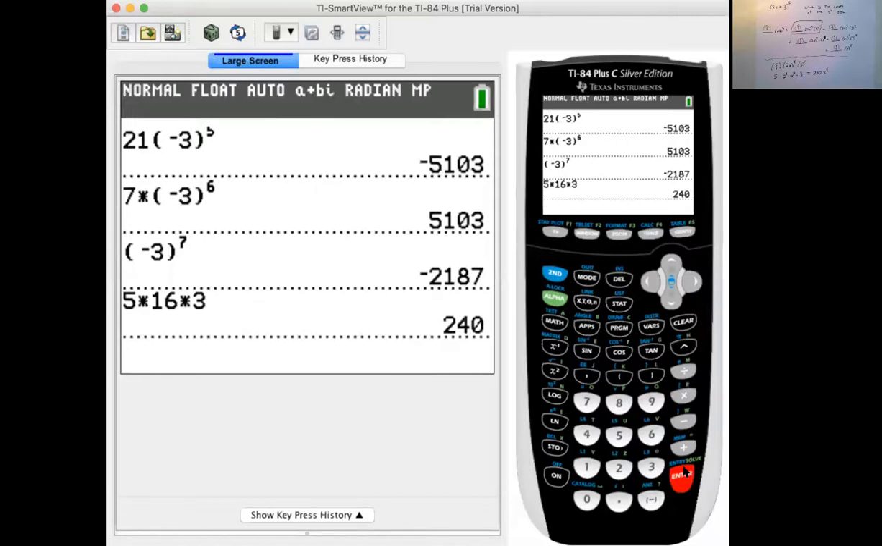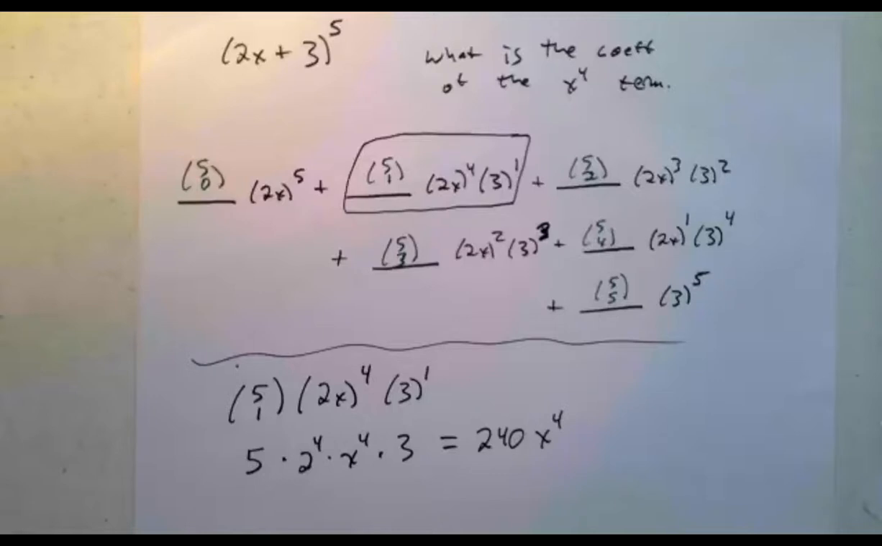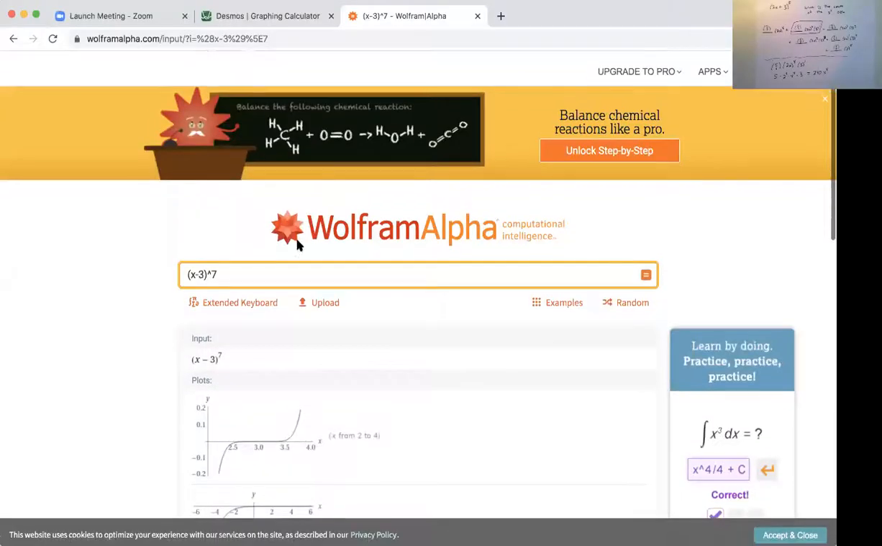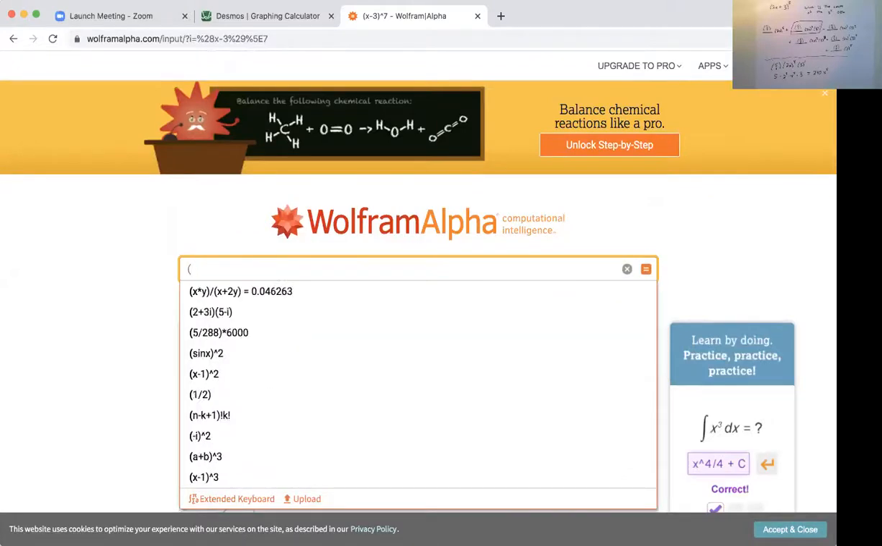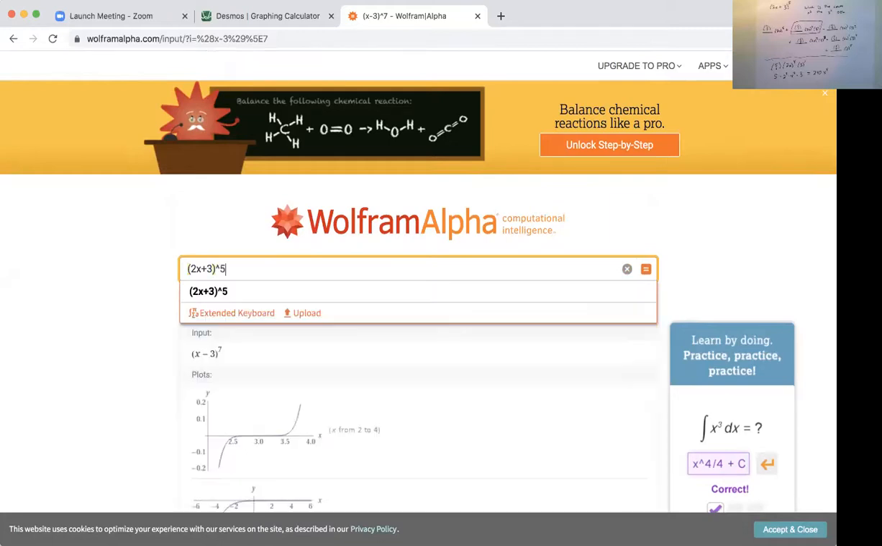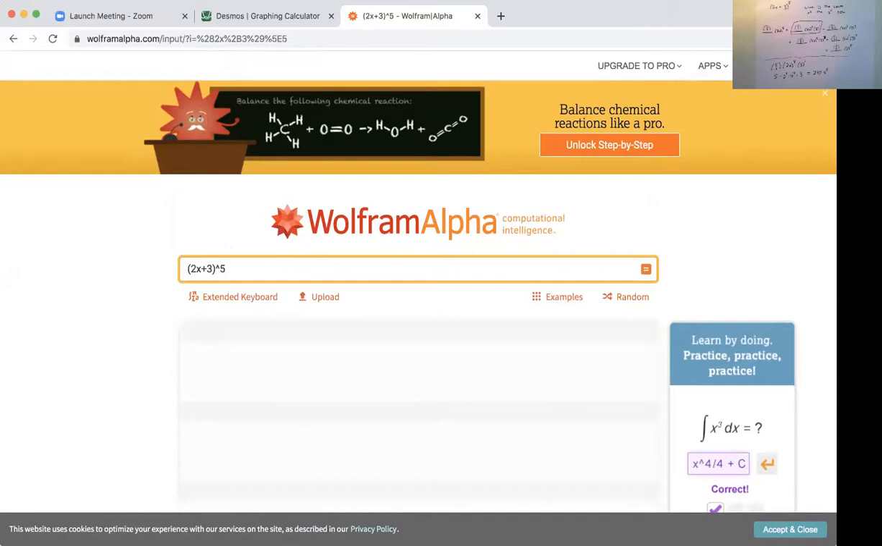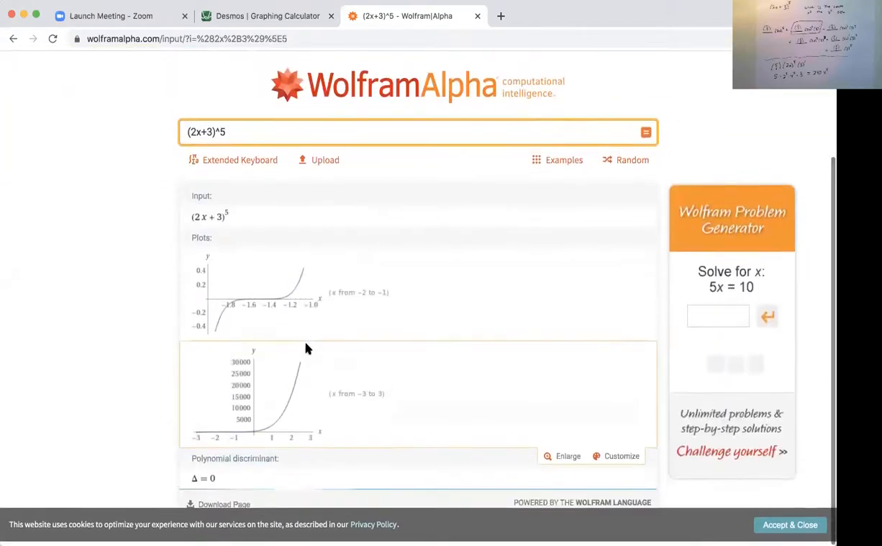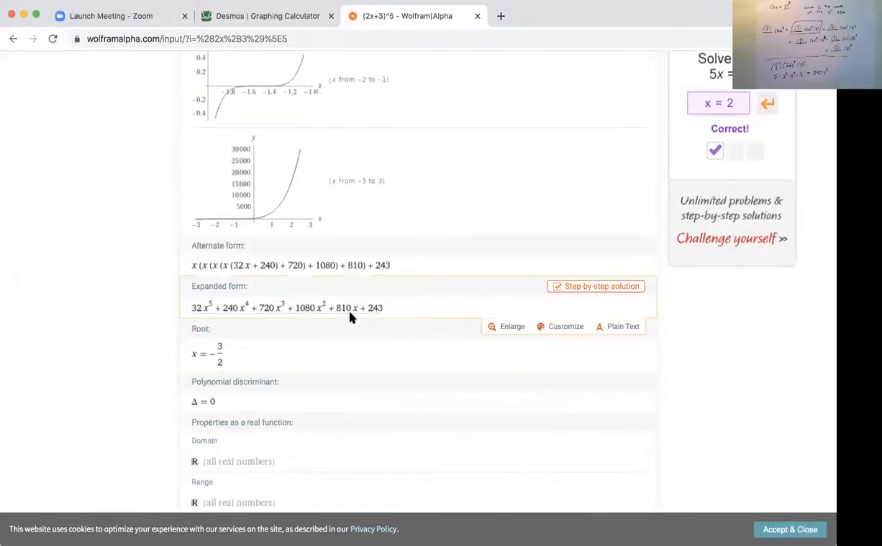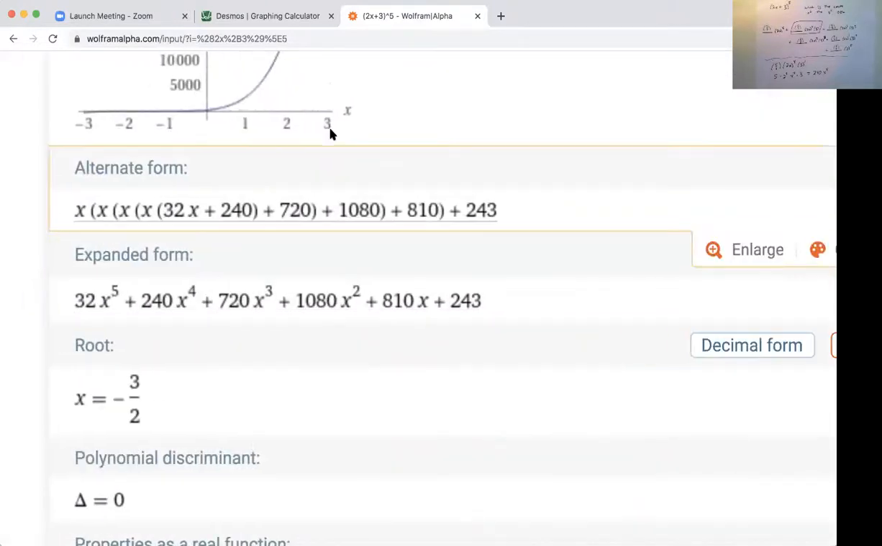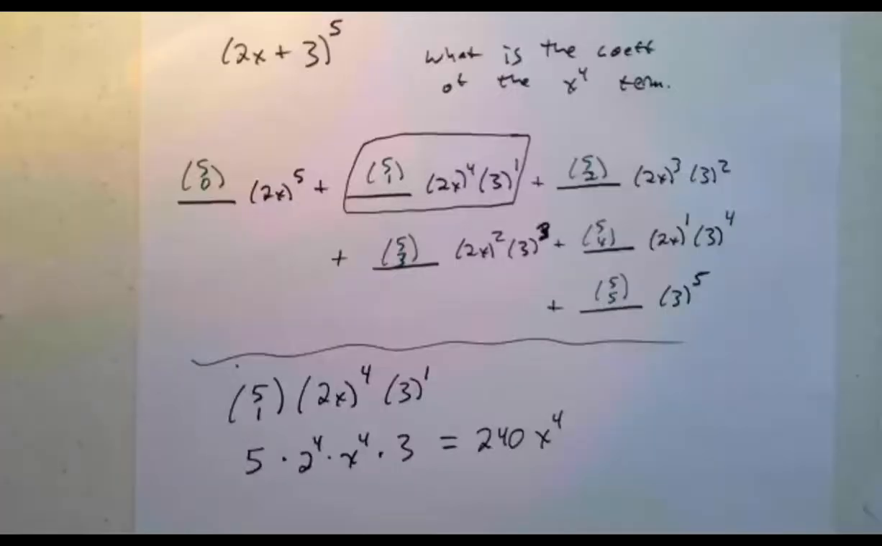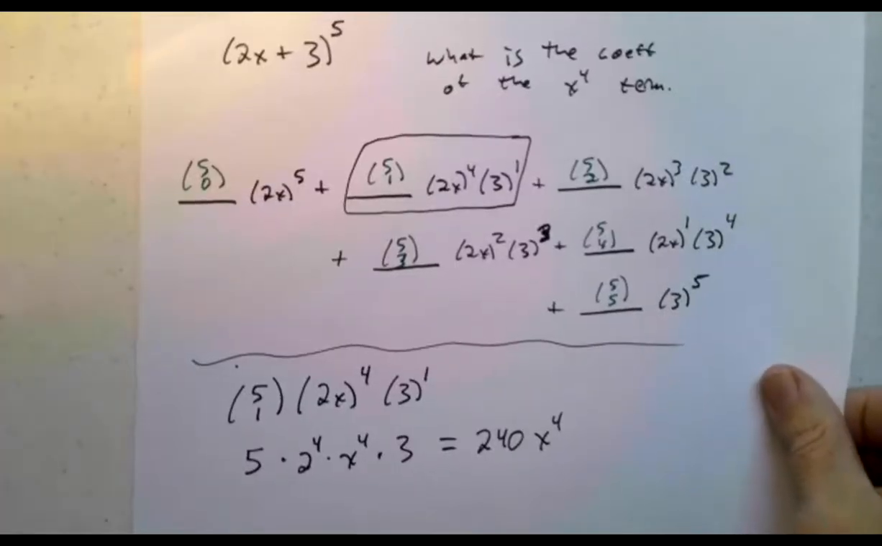Let's take a quick look at this on Wolfram Alpha and see if it checks. So 2x plus 3 to the 5th power. And we are looking for the x to the 4th term, and we hope it's 240. And we're going to wait for it to do it, and sure enough, you can see 240 x to the 4th.